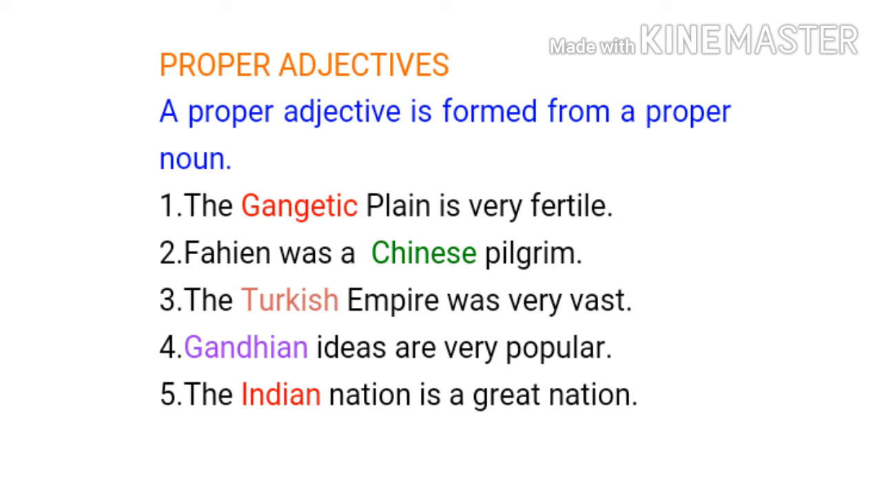So in all these sentences, the adjectives like Gangetic, Chinese, Turkish, Gandhian, Indian, etc. are formed from some proper nouns. That is why they are called proper adjectives. Regarding proper adjectives, you should remember one thing. Like proper nouns, when we write them, we have to start them with an initial capital letter.